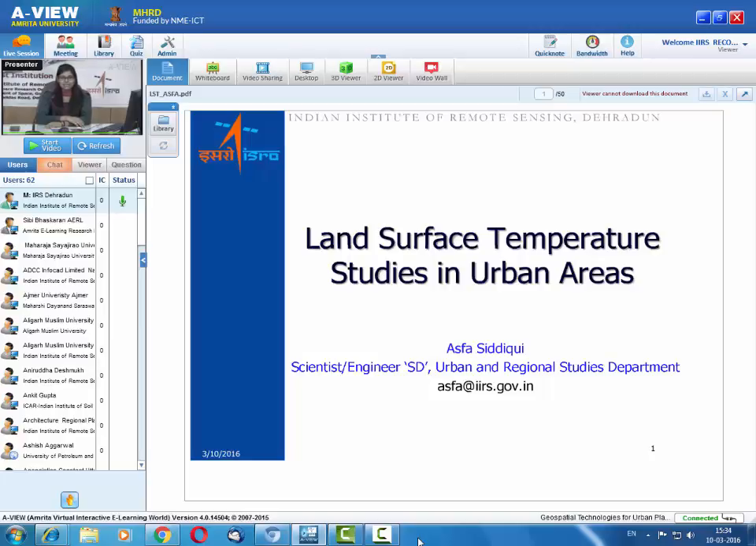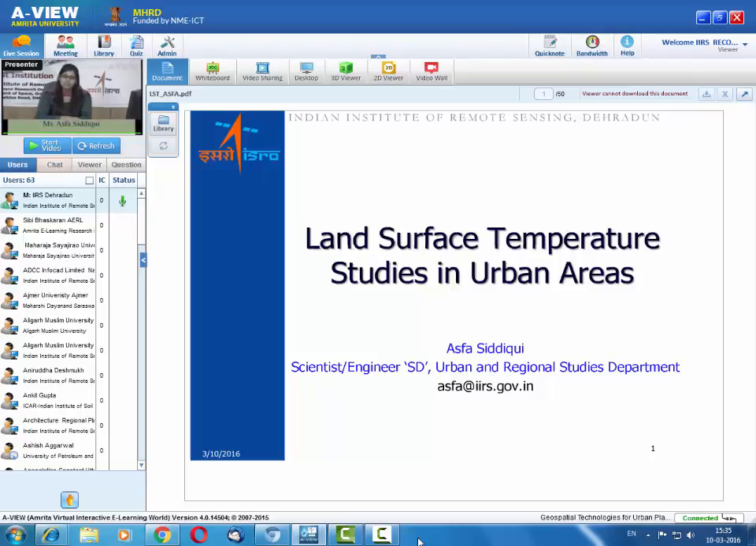Today's lecture is on land surface temperature studies in urban areas. Now, we all know about air temperature. We all know that there is an ambient air temperature around us, but probably we have never thought that there is something called land surface temperature also. The surface materials possess certain qualities, and based on those qualities, we have the surface temperature for those surface materials. So, let us understand what land surface temperature is and what it is dependent upon.